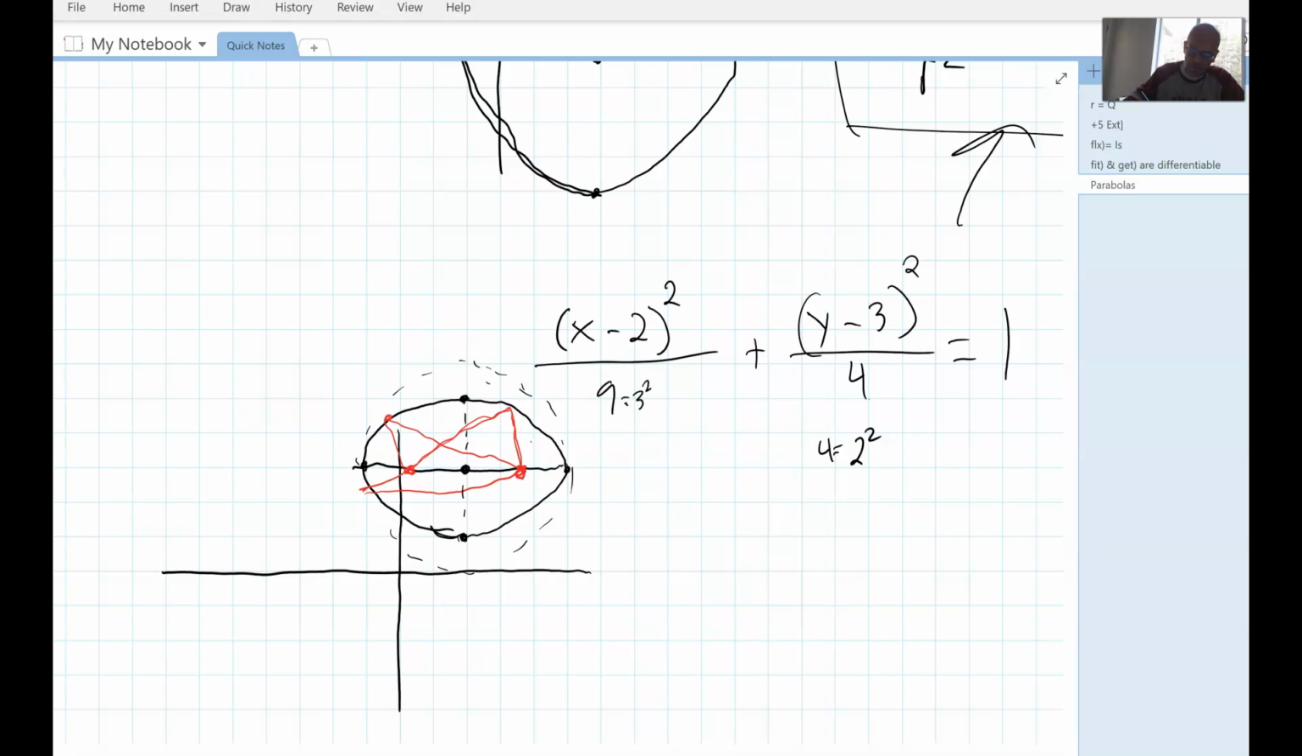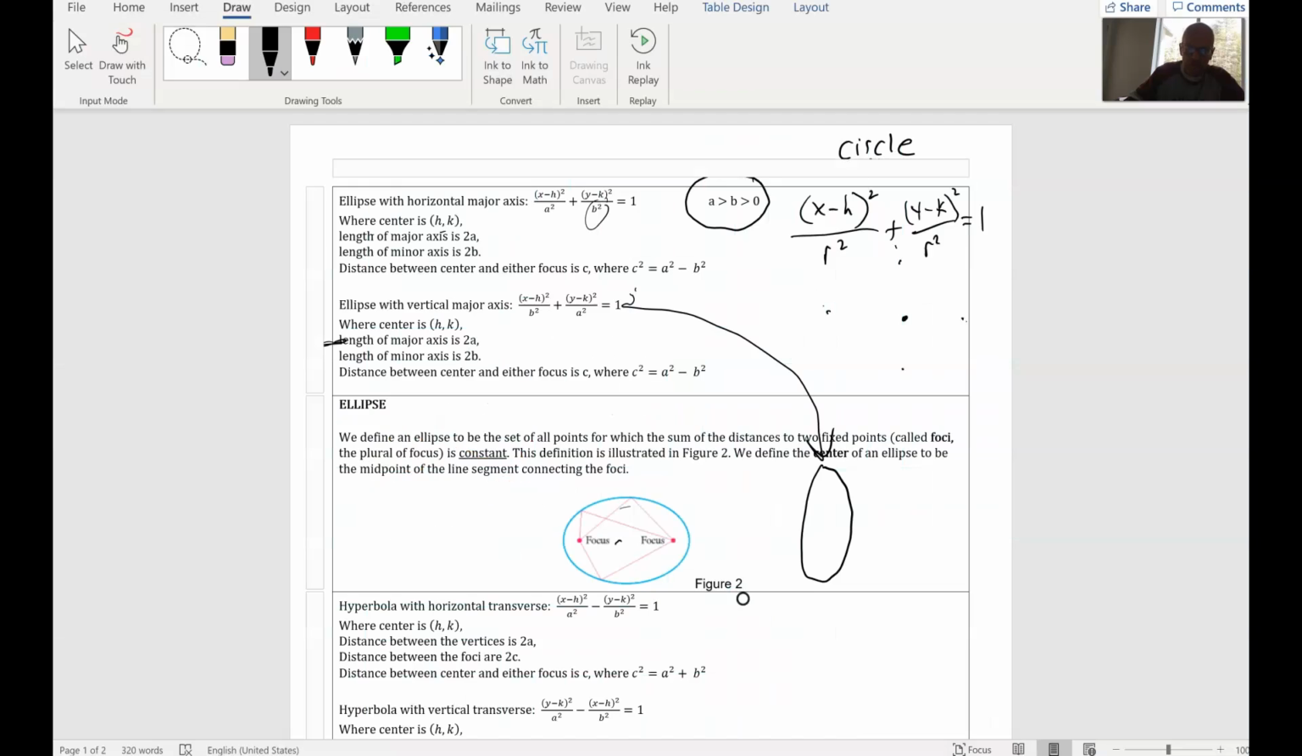So the thing you need to know about the focus points, let's hop back over to the fact sheet again. Notice this other information here. It says the distance between the center and either focus is c. So if you look at this drawing once again, if I go to the center of this ellipse, there's a distance from there to there. That would be c. And of course, if you go the other direction, that would also be c.